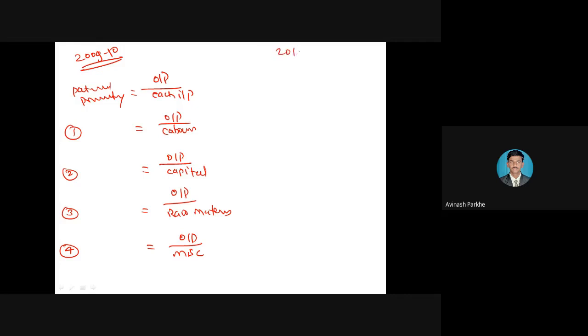Similarly, for 2010 to 11, again the formula is the same. Partial productivity is equal to output upon each input. At that time, you are using the output of the academic year 10 to 11. I am using the input of that particular academic year 10 to 11, and like that I am calculating the partial productivity of each and every academic year by using their respective output and their respective inputs.